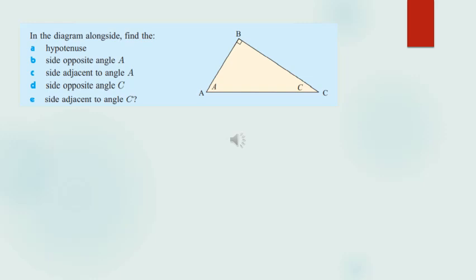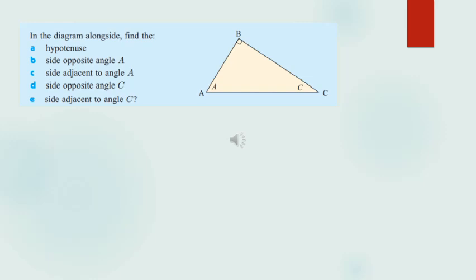Here in this example, we can see that this is a right angle triangle. B is the angle that is equal to 90 degrees. So in order to find the hypotenuse, it is the side that is opposite to the right angle, which is the side AC. So AC is the hypotenuse of this triangle, and this triangle has only one hypotenuse.